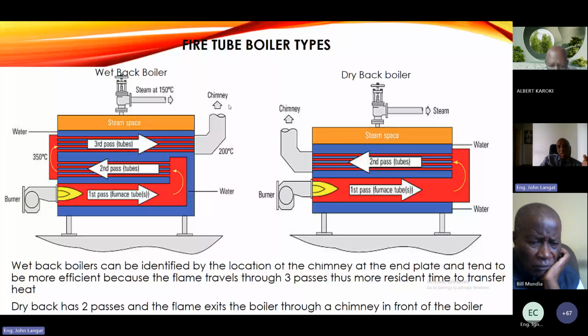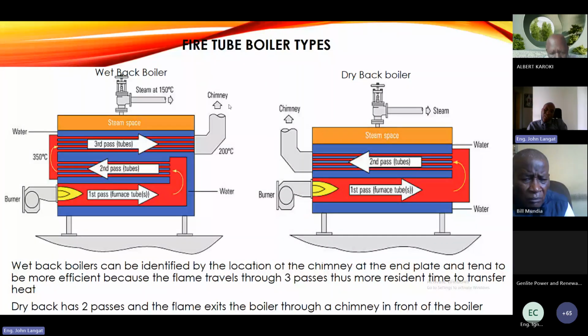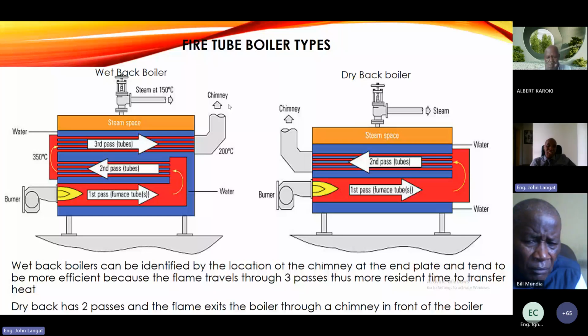If you visit any factory, how do you identify a wetback boiler and a dryback boiler? A dryback boiler has only 2 passes, 1, 2, and the flame is out. The way you can identify a wetback boiler is it has 3 passes and the chimney is at the rear, at the end of the boiler, seen from the furnace doors. For a dryback boiler, the chimney is in front. The rest of the settings are the same. Talking of efficiency, there's more time for heat transfer, so the wetback boiler is the most efficient compared to dryback. But for maintenance, of course, dryback is the easiest.